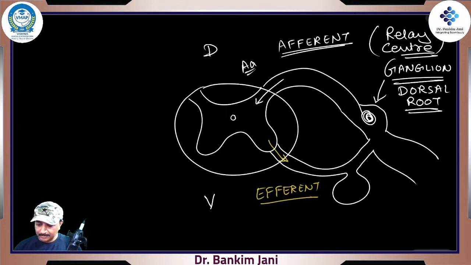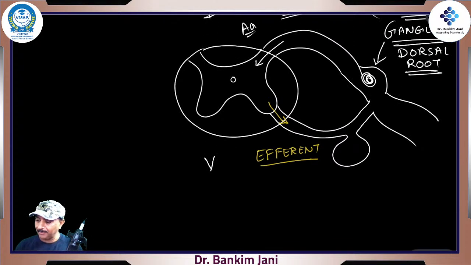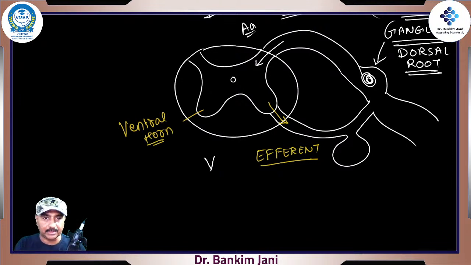Now the fibers which are coming out from the exit point, that is from the ventral horn, are carrying both things. They will be carrying some fibers going to muscles, so that they are under our control.